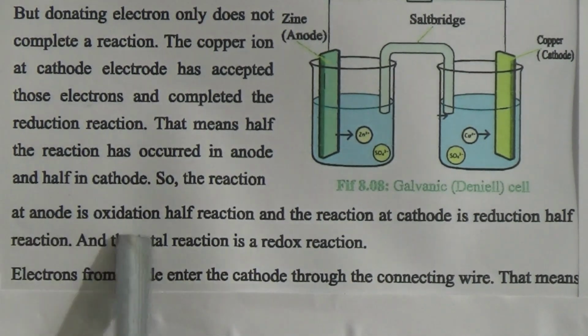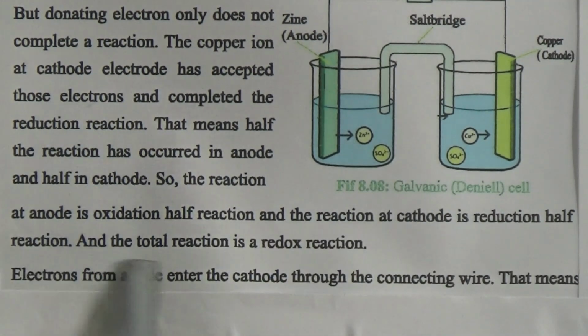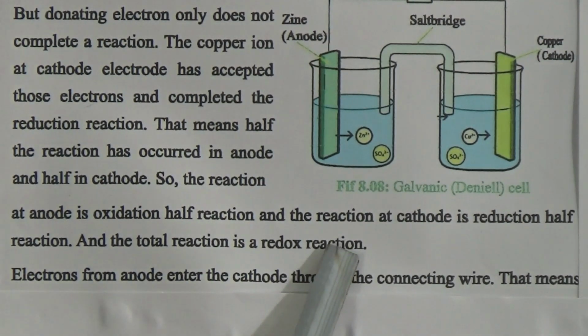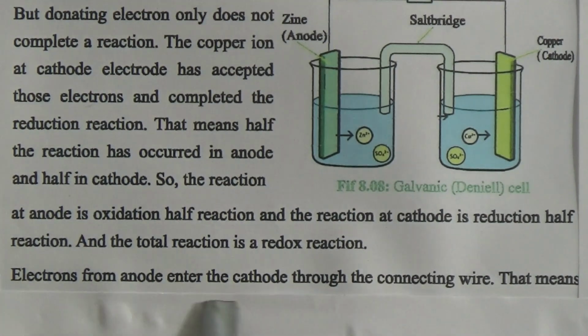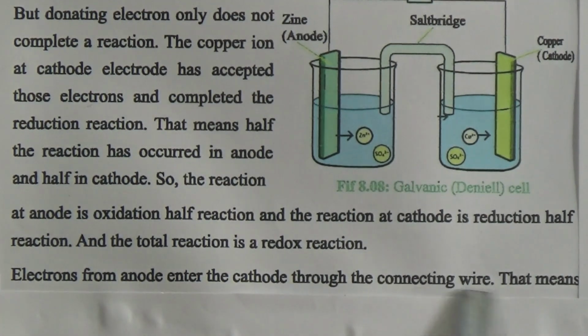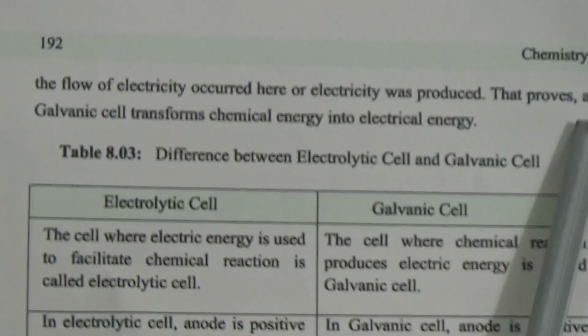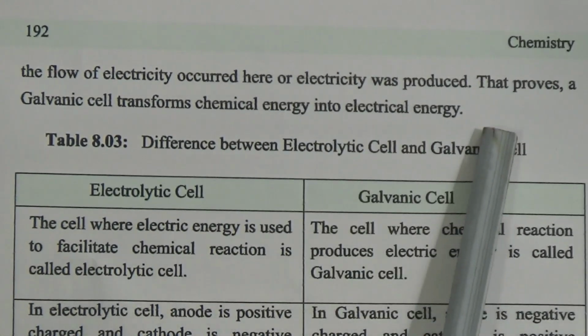So the reaction at the anode is the oxidation half reaction and the reaction at the cathode is the reduction half reaction, and the total reaction is known as redox. That we have already learned in the oxidation reduction chapter, chemical reaction, Chapter 4. Electrons from the anode enter the cathode through the conductive wire. That means a flow of electricity occurs here, or electricity was produced. That proves a galvanic cell transforms chemical energy into electrical energy.